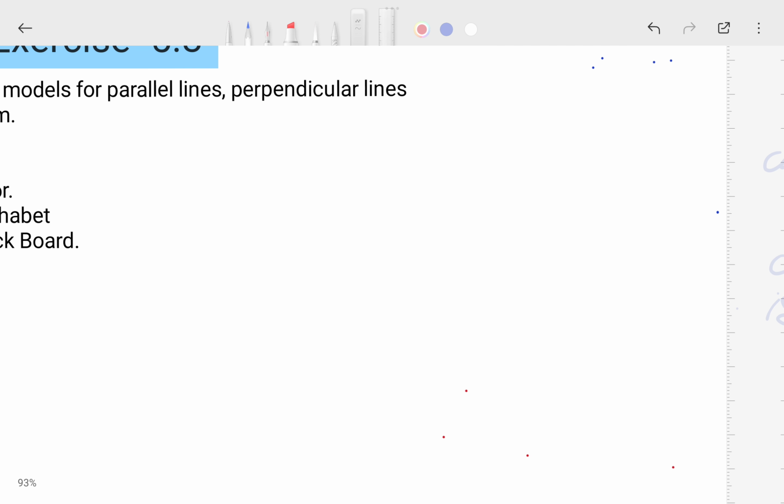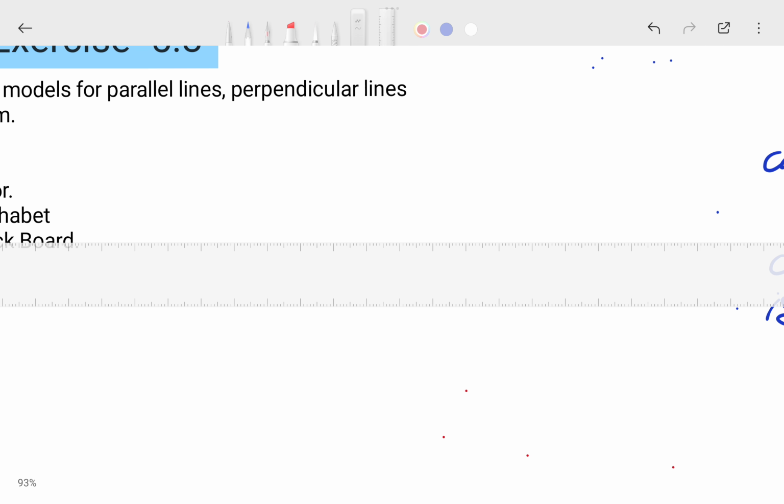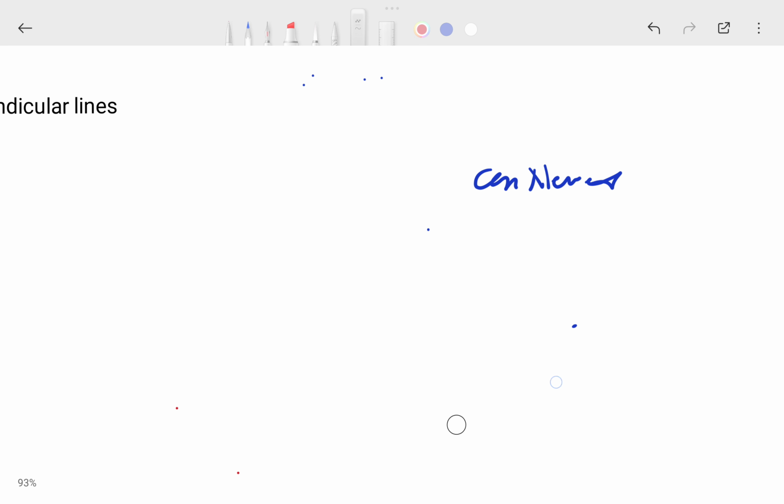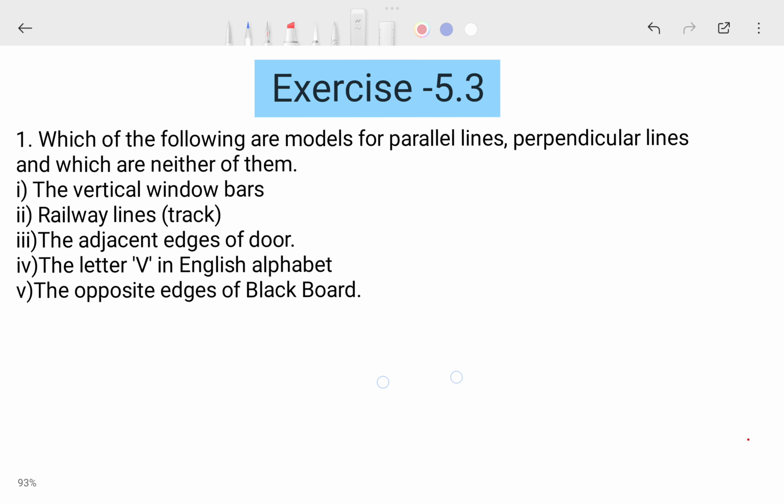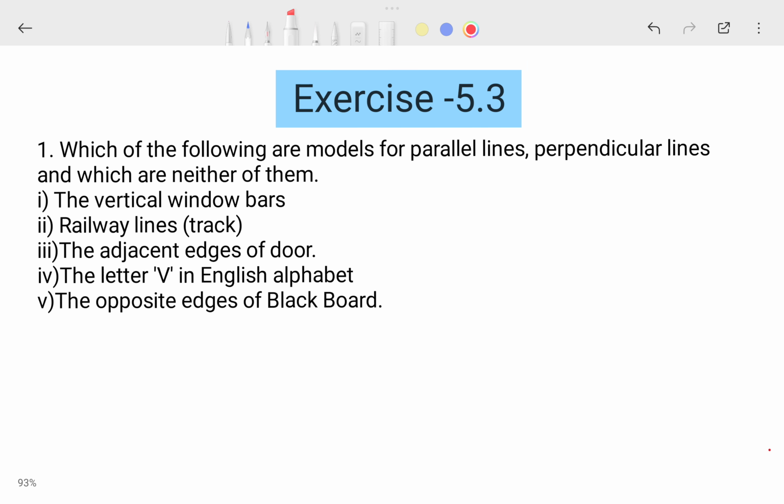Right, so now let's talk about our first question. I will erase this all. I hope you will understand, don't be confused, this is a basic thing. So the first question is telling which of the following are parallel lines and perpendicular lines, and which is neither of them.